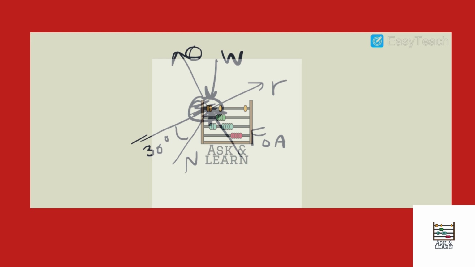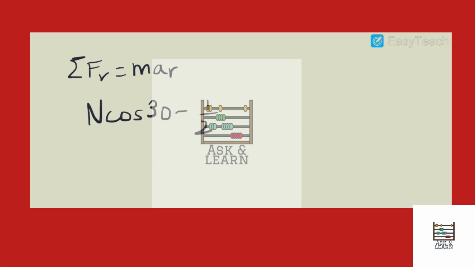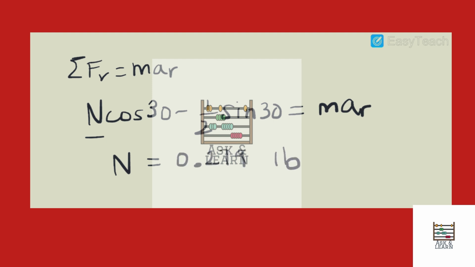So by resolving our forces in the r and theta direction, we see that the net force in the r direction is equal to m times ar, and this gives us that N cos 30 minus 1/2 sine 30 is equal to m ar. We can isolate just N in this case, and we see that N is equal to 0.279 pounds.